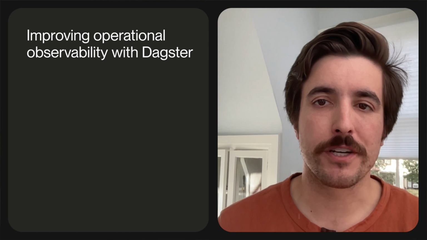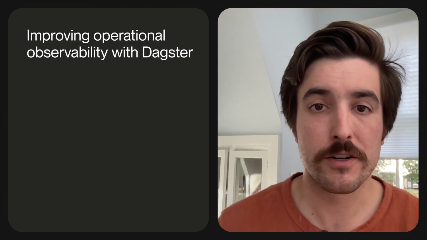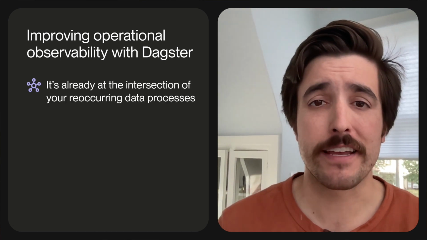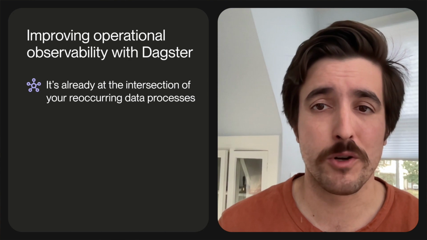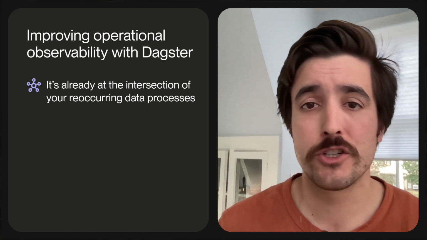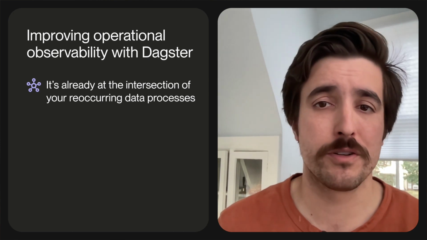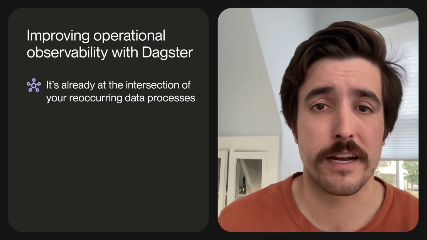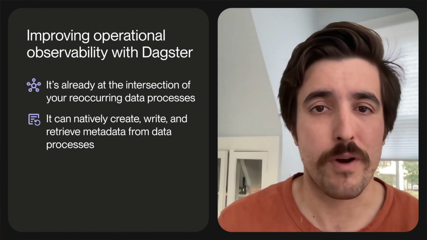We've built these features because we believe Dagster is the natural starting point for improving operational visibility, and here's why. Dagster is at the intersection of all of your recurring data processes. Dagster sees the data flowing through multiple tools from ingestion to processing, transformation, and visualization. By making it the gathering point for your operational metadata, you can avoid creating new data silos.